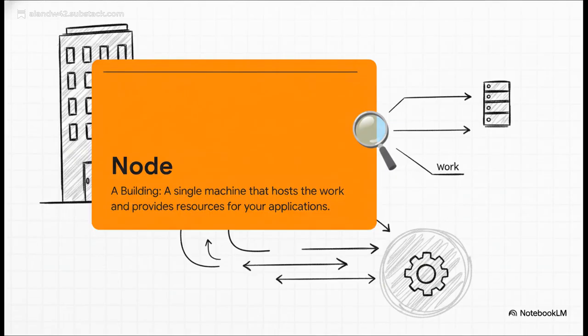But a city isn't just an empty plot of land, right? It's made of buildings. And in our city, these buildings are called nodes. Each node is basically a computer. It could be a real physical server in a data center or a virtual machine in the cloud. It's what provides all the power and space, all the resources our city needs to actually function.